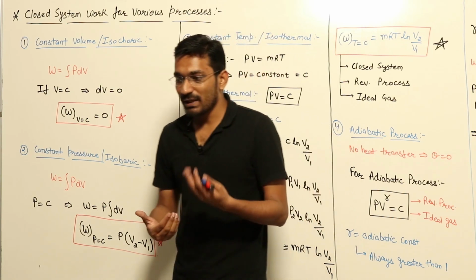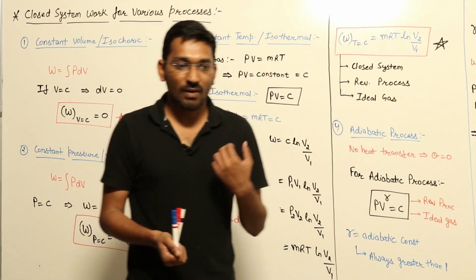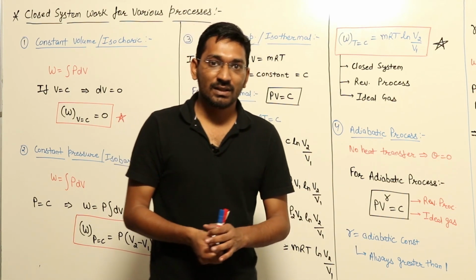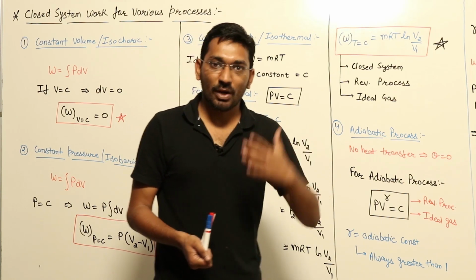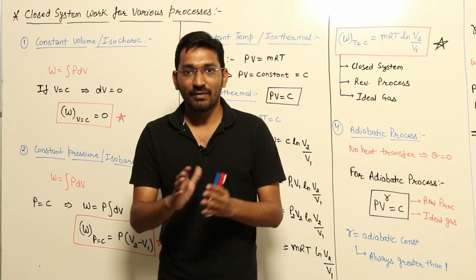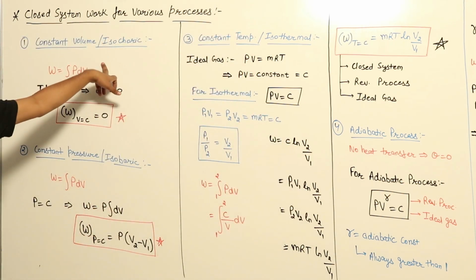There are so many processes in thermodynamics, like constant volume process, constant pressure process, isothermal process, adiabatic process. There are a lot of processes which we have to study in thermodynamics. So we will go one by one. First of all, we will see the work done in a constant volume process.